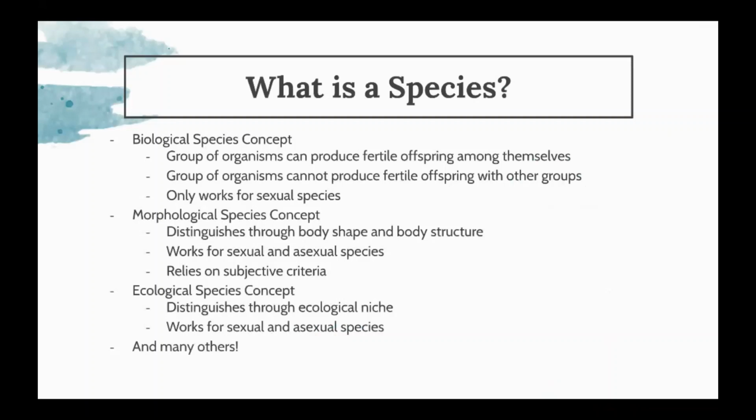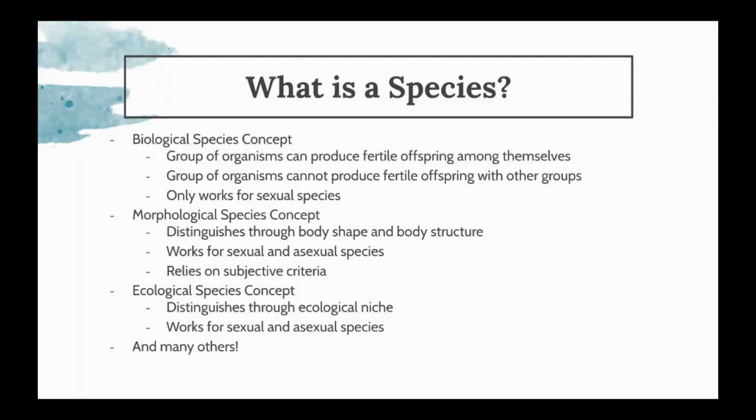Okay, so another important part about why we have so many species today is the idea of speciation. So there are a lot of definitions of what a species exactly is, but some of the main ones are the biological species concept, which means that a species is the group of organisms that can produce fertile offspring among themselves. And if this group of organisms cannot produce fertile offspring with other groups, then these two groups are separate species. But unfortunately, this only works for species that reproduce through sexual means. It doesn't work for asexual because asexual reproduction is just copying yourself.